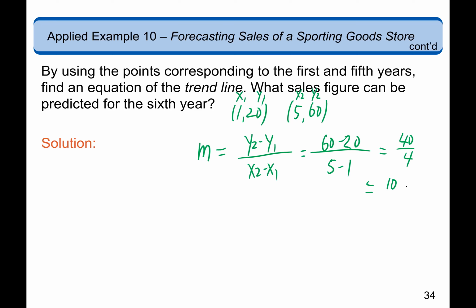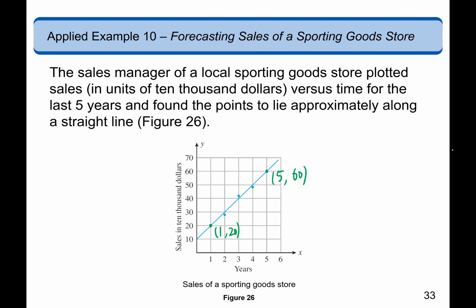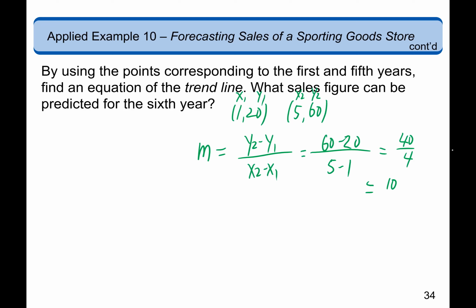Meaning as a year goes by, the sales will increase by 10 units, which is 100,000 basically, right? Let's go back to this. Sales is in $10,000, so 10 is 100,000. So as the years go by, the sales increase by $100,000.